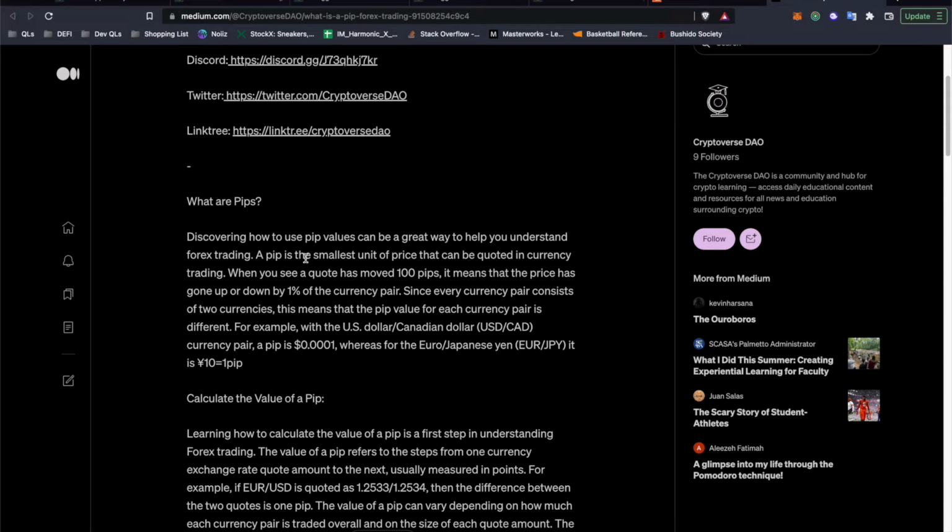So what are pips? Discovering how to use pip values in your trading can be a great way to help you understand Forex trading. And you really want to be understanding whatever it is you're doing, especially if it's something that's going to make you money. You need to be fully aware of what you're doing, because otherwise you're like a fish out of water. You know how to download MetaTrader, you know how to get the app set up, but beyond that, you don't know anything. Like what is a pip?